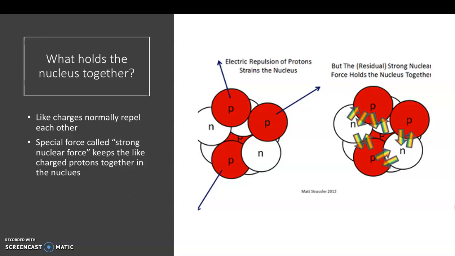And that is how the nucleus is held together, what it's made of, and how the ideology of the nucleus came to be.